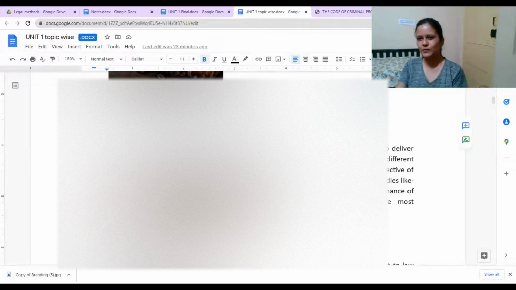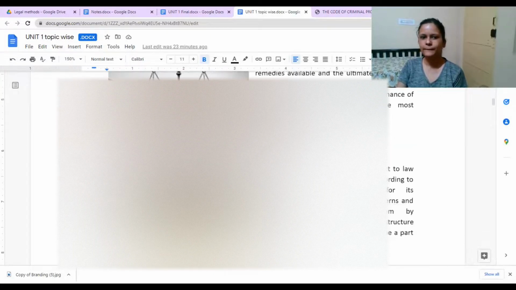Whatever incident takes place, you would see protests going on: we want justice, we want justice. So what is this justice? Who would give it? By way of law, courts would provide it.